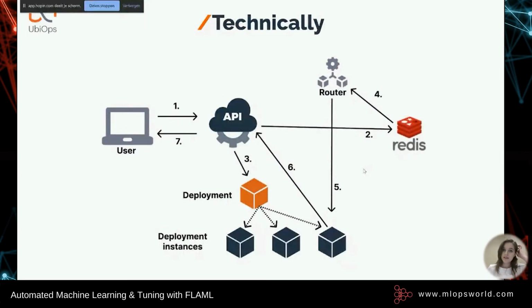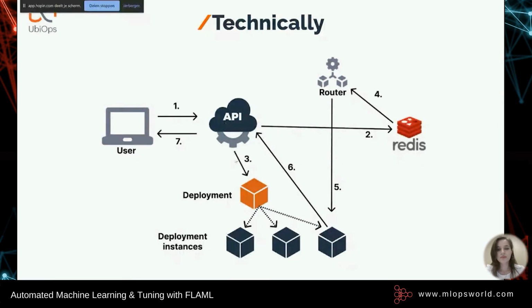So then technically, how does that look? How does it work? Let me walk you through this. On the left here, we have a user. A user makes a request to our API, or to the API endpoint of your model. Then our API will register that request inside a Redis queue. That's what we're using in the back.